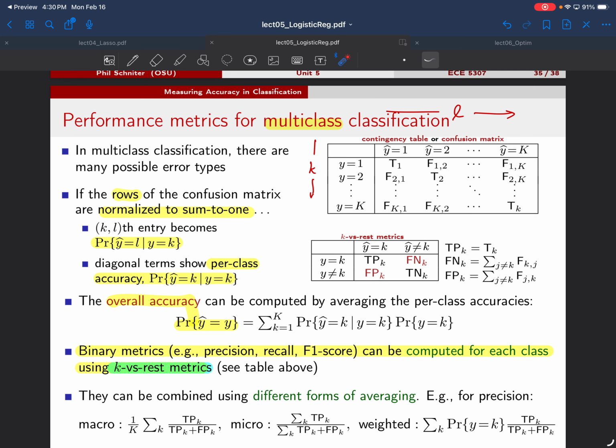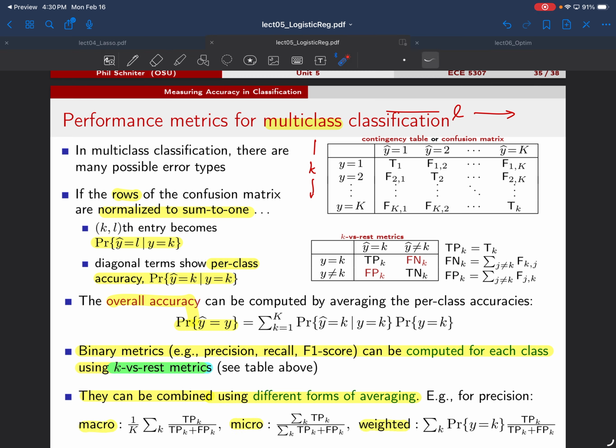Okay, now you might say, all right, that's a lot of information. What if I have 10 classes? Now I have 10 different precisions, 10 different recalls, and so on. So what people then do is they combine them using different forms of averaging. In particular, there's 3 forms: macro averaging, micro averaging, and weighted averaging.